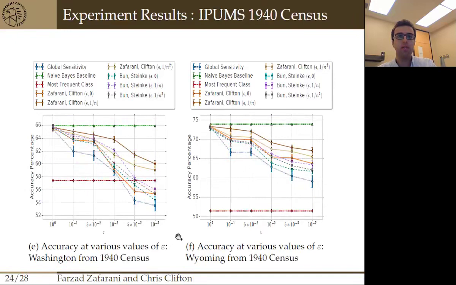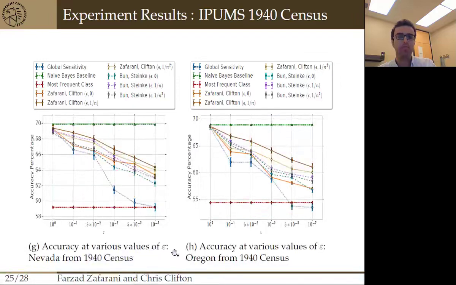So this is the 1940s census, which is a larger data set. As you can see, our results on most of the data sets follow the same pattern. On the left, we have the result for the state of Washington, and on the right, you see the result for the state of Wyoming. Again, on the left side, we have reported the accuracy percentage for the state of Nevada, and on the right, we have shown our results for the state of Oregon.